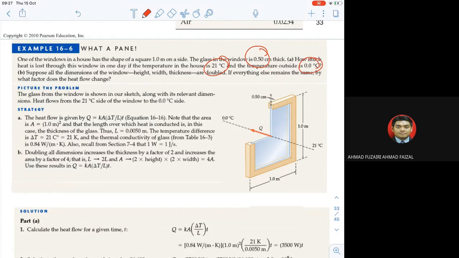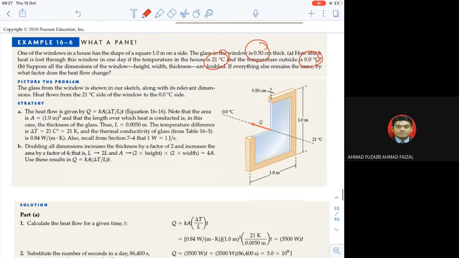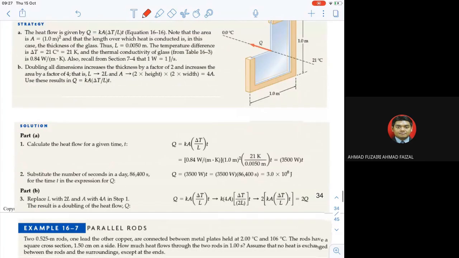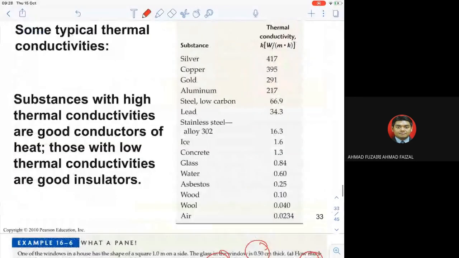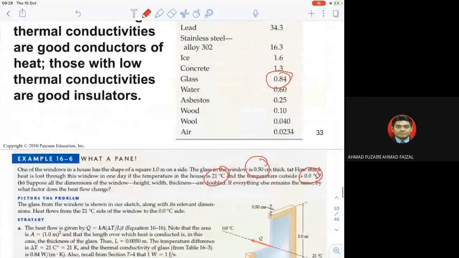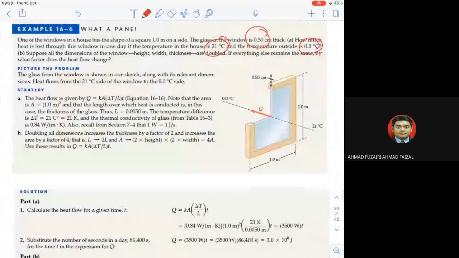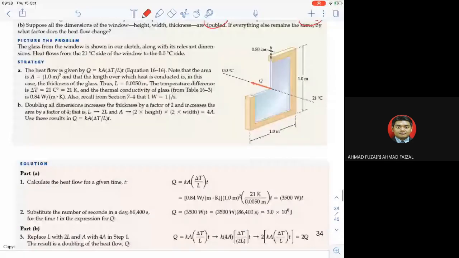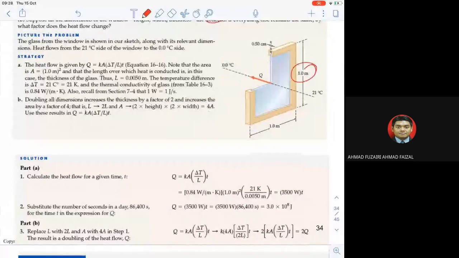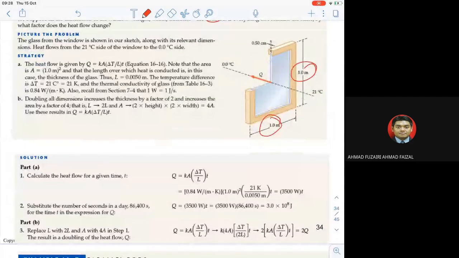So remember, Q equals K A delta T over L times T. K is based on glass. What is glass here? 0.84, times 1 because of the area. Area is 1 because 1 meter times 1 meter is 1 meter square. The difference in temperature is 21 minus 0, which means we have 21 K. And L is the length, the thickness.